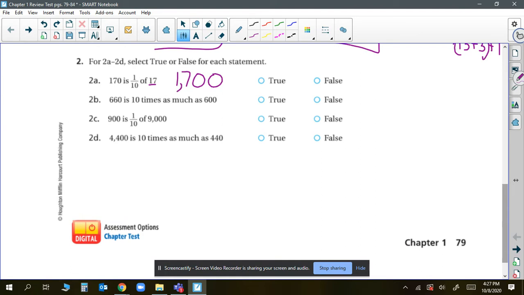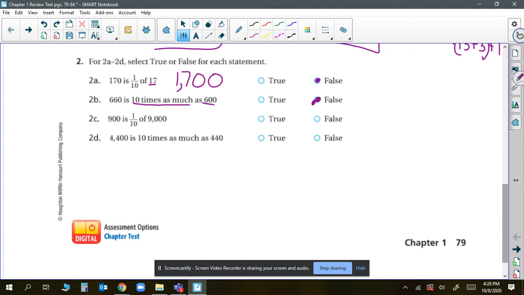So in this case, this is going to be false. All right, and the next one says 660 is 10 times as much or 10 times more than 600. Well, think about that for a second. If you have 660 and 600, that's not 10 times more. That's just kind of common sense if you think about it. So that one's also false.